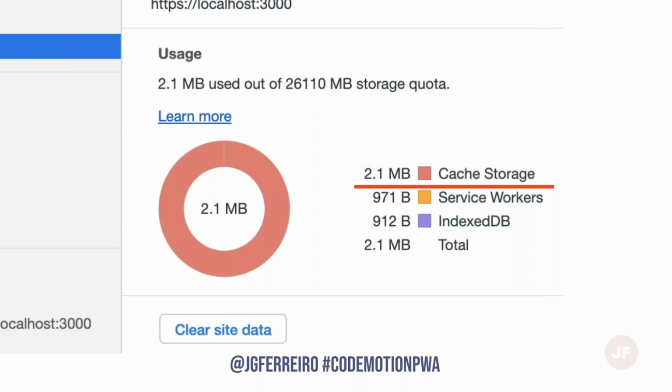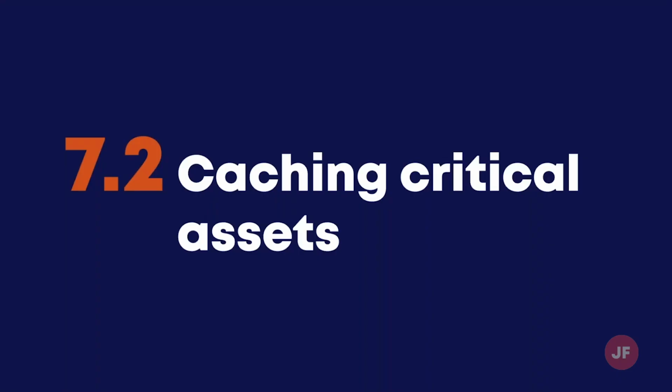So this will give you an overview of that. Now in 7.2, for me, there is something really important, which is caching the critical assets.